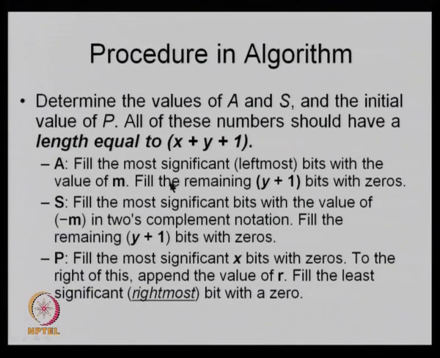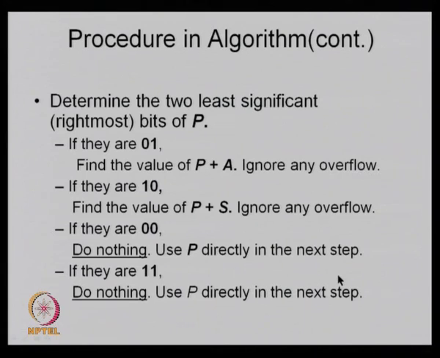Now, for A, I will come to an example so you will see it: fill the most significant bits with the value of M, and fill the remaining y plus 1 bits with zeros. For S, fill the most significant bits with the value of minus M in 2's complement notation, and fill the remaining y plus 1 bits with zeros. For P, fill the most significant x bits with zeros, to the right of this append the value of R, and fill the least significant rightmost bit with a 0. I will give an example and I think that will be very clear to you.